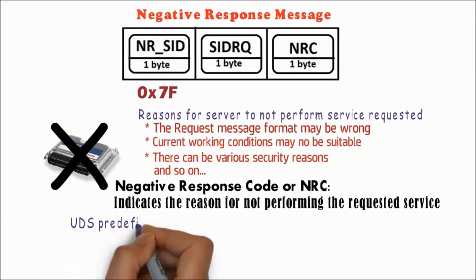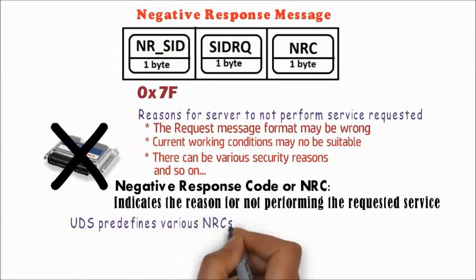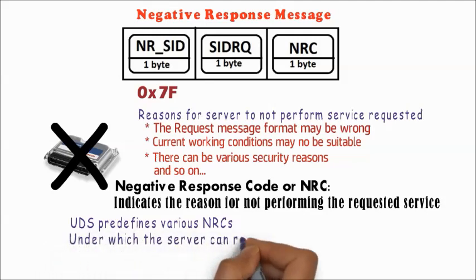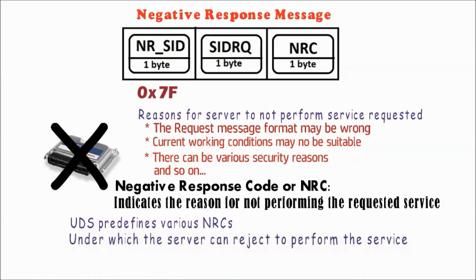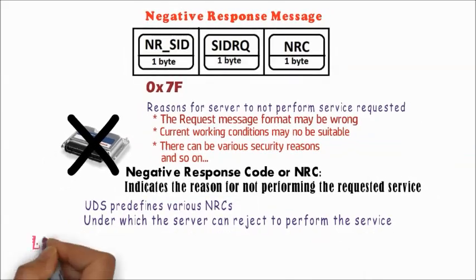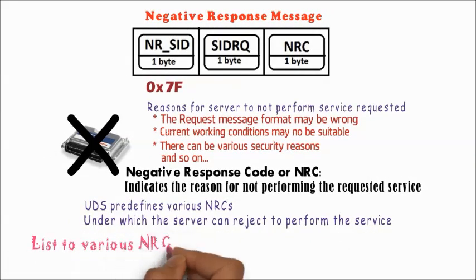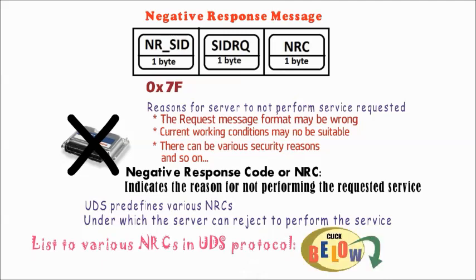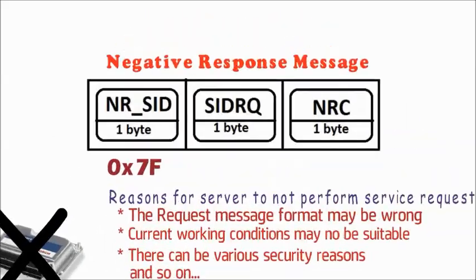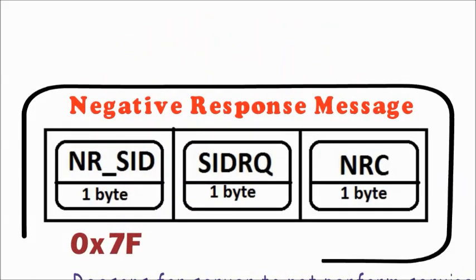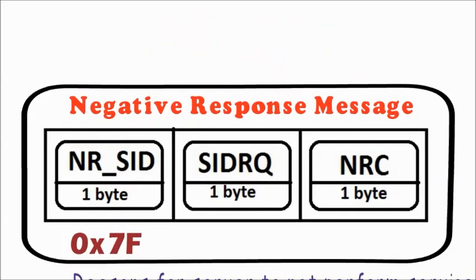UDS predefines different negative response codes for various reasons under which the server can reject the request to perform a service. The list of various NRCs described in the UDS protocol is given on a website whose link is present in the description. This is the format of the negative response message in the UDS protocol.